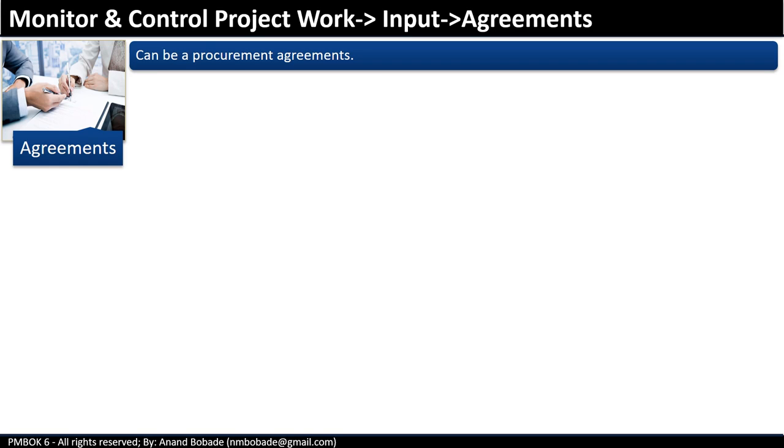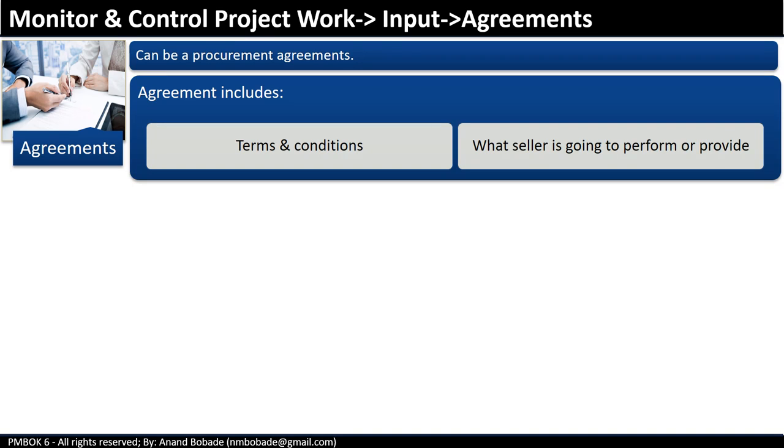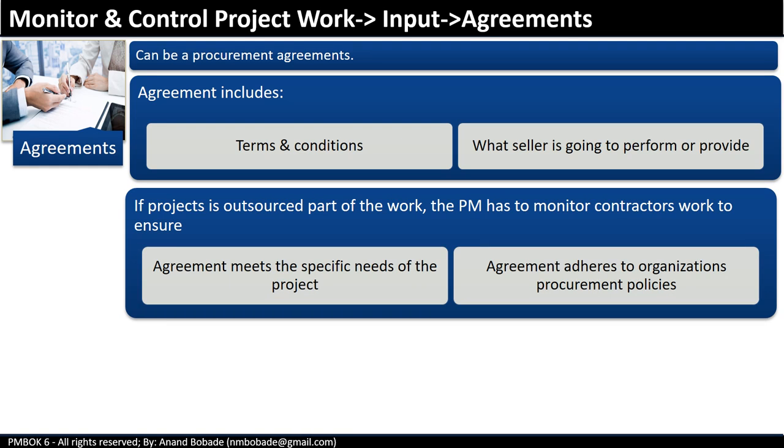Next input is agreement. Agreement can be a procurement agreement, for example, a contract. Agreement includes, as you know, terms and conditions, what the seller is going to perform or provide, milestones, payment details, etc. If part of a project's work is outsourced, then the project manager has to monitor contractors' work very closely to ensure the agreement meets the specific needs of the project and adheres to the organization's procurement policies.